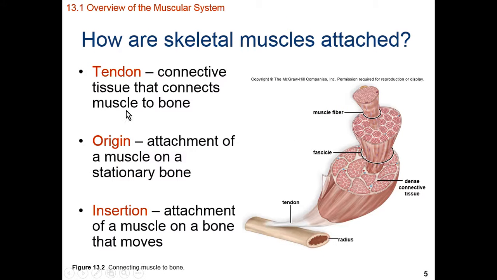The end that's attached to the stationary bone is the origin, and the end that's attached to the moving bone is called the insertion. A good rule of thumb is that the origin, generally speaking, is closer to the heart, and the insertion, generally speaking, is farther away from the heart. The major exception to this is going to be muscles of the face.